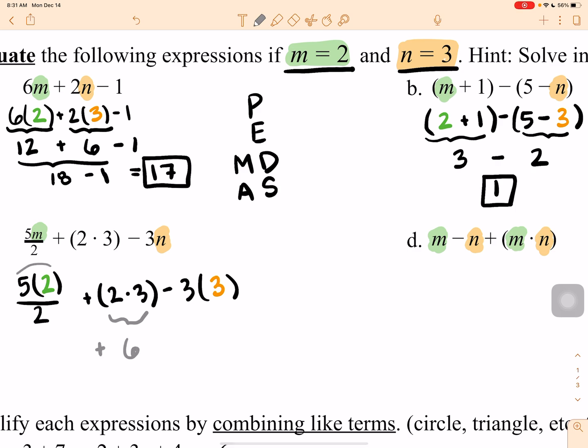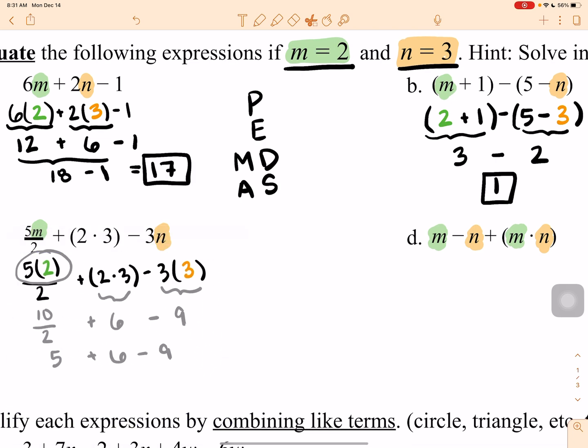And then I can simplify this up here too. 5 times 2 is 10, and I still have the over 2. And then I can also simplify this now: 3 times 3 is 9. There were no exponents here, so I did the parentheses first, and then I saw I have some multiplication I can do as well. 10 divided by 2 is 5, plus 6 minus 9. 5 plus 6 is 11, minus 9 is 2. So that one's 2.